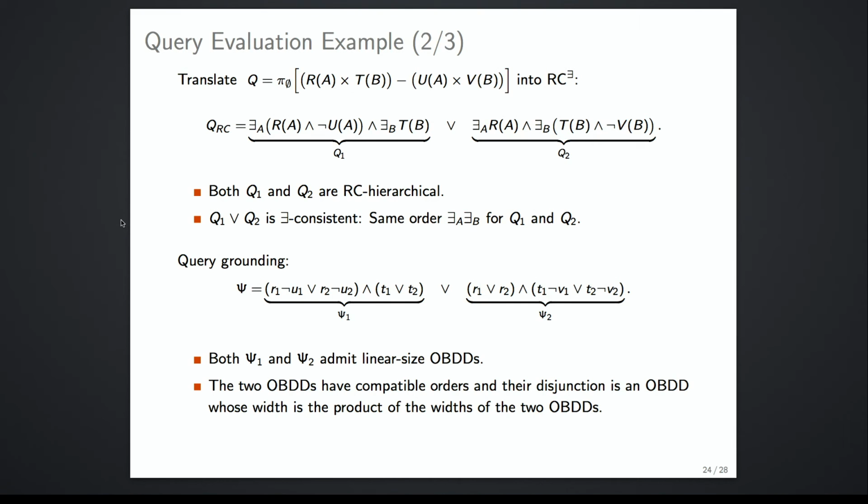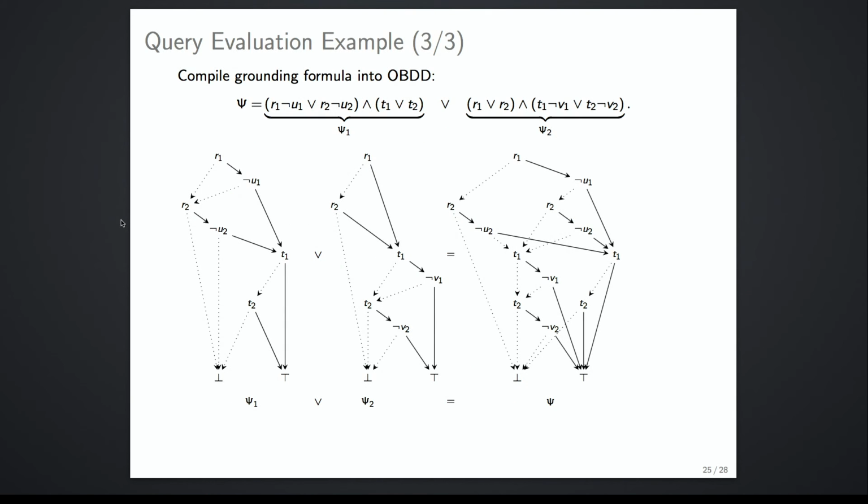So I will get the grounding for Q1, which will be this one, which is read-once, because this one here is read-once, and read-once is this one, so I'll get also read-once here. So now, if we construct the OBDDs, it will be just a linear size OBDD for psi1, one for psi2. They have compatible orders, because the order of the quantifiers was compatible, right? And then I can put them together very efficiently.